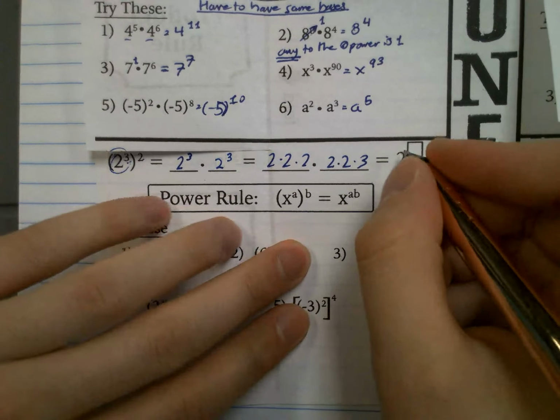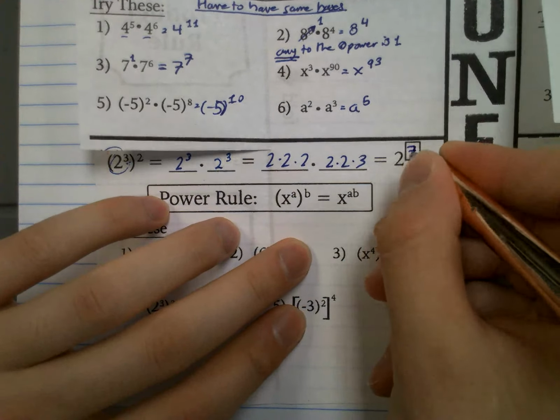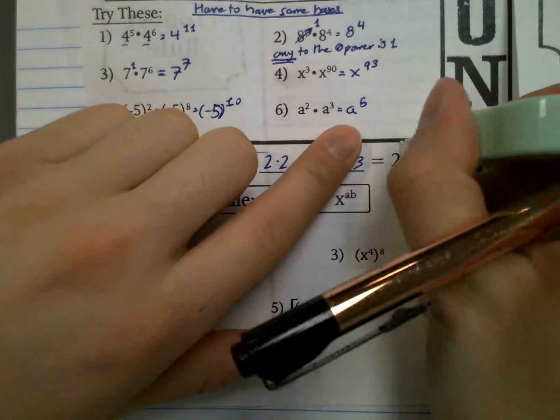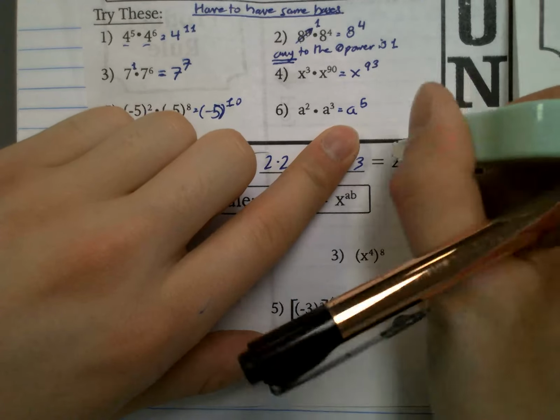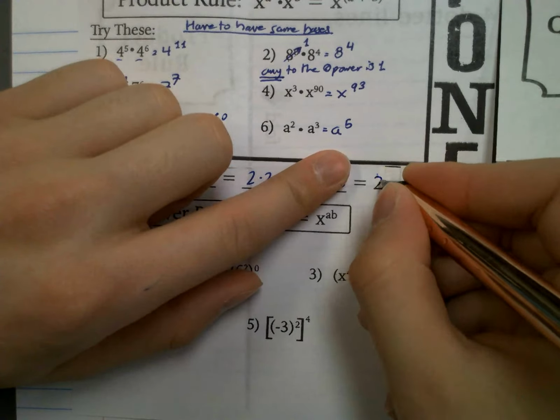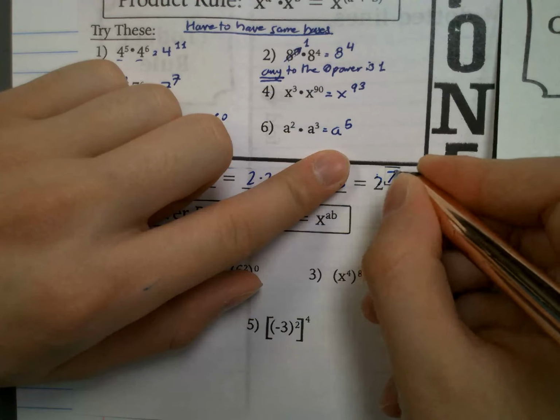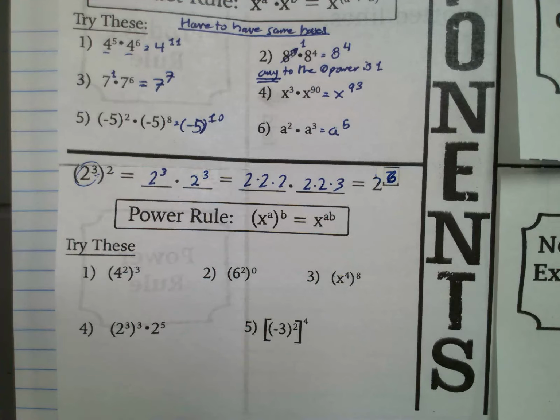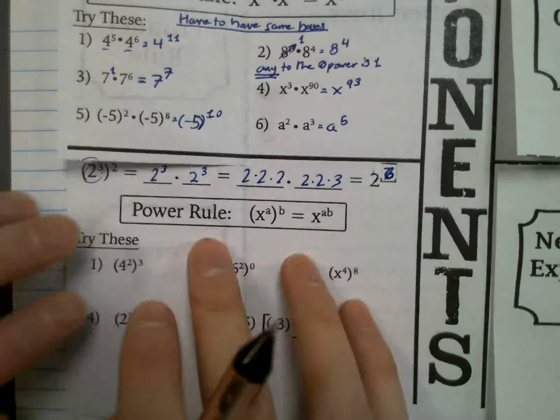Therefore, it would be 2 to the 7th. I mean 6th. Oh my goodness, I am having brain farts all over the place today. My bad. There you go, 2 to the 6th. All right, so we have 2 to the 6th.